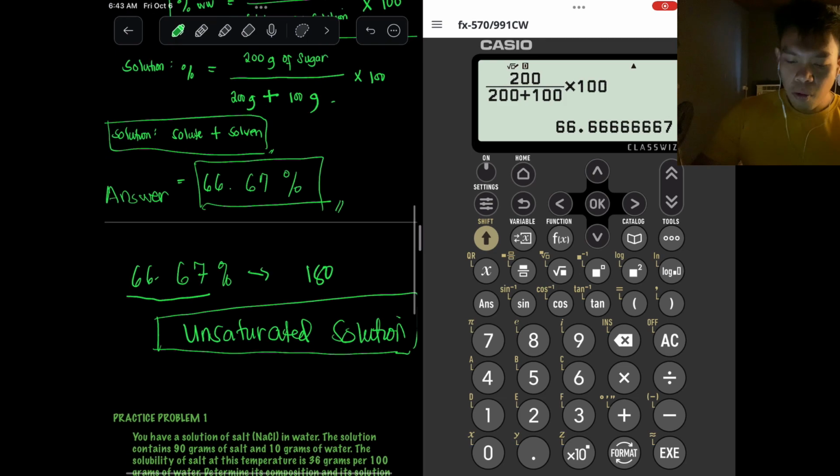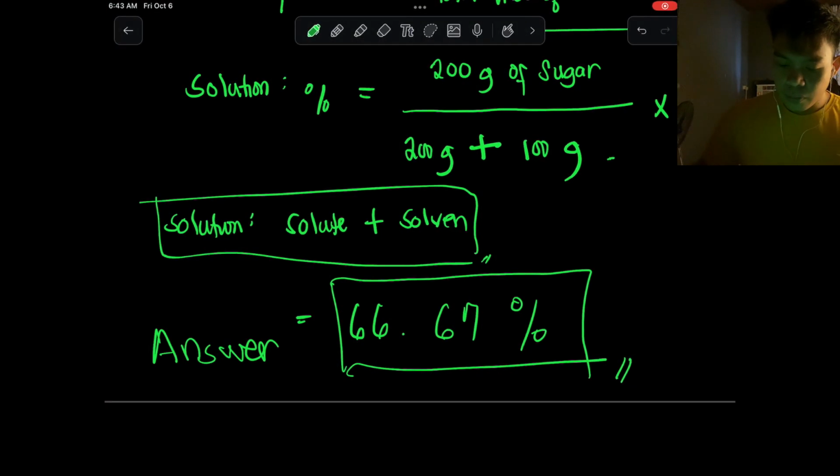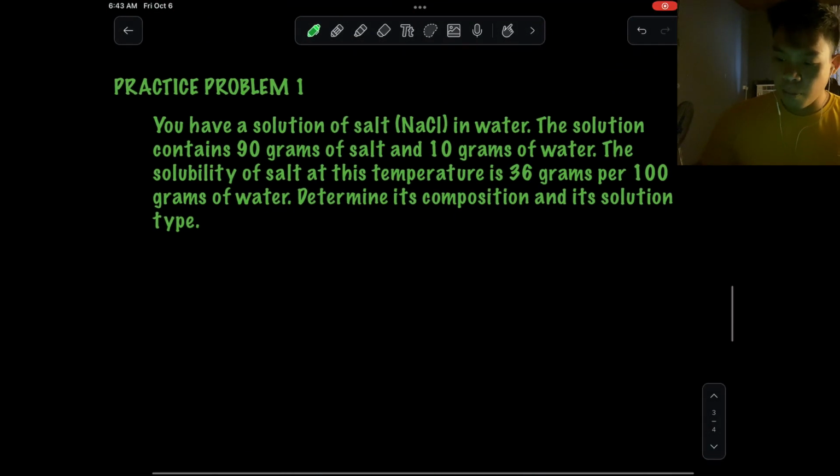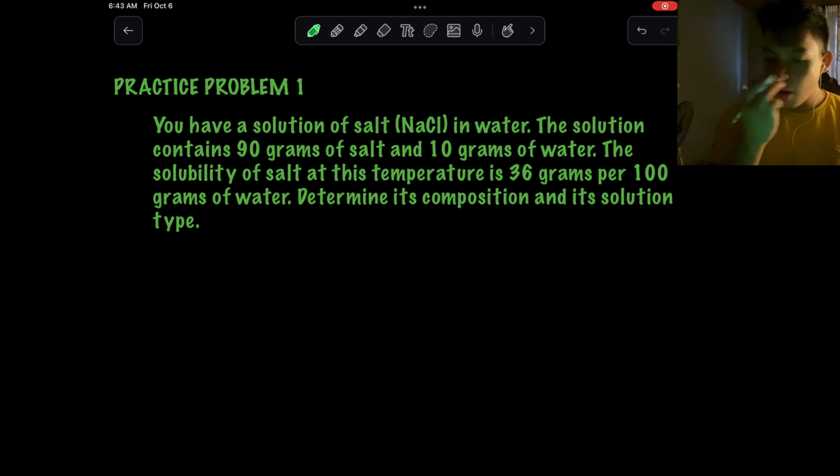Now, I want you to try answering practice problem number 1. You have a solution of salt, NaCl, in water. The solution contains 90 grams of salt and 10 grams of water. The solubility of salt at this temperature is 36 grams per 100 grams of water. I want you to determine its composition and its solution type.